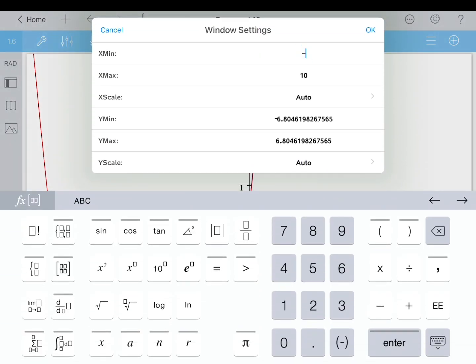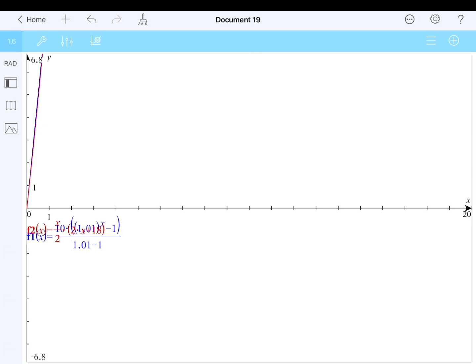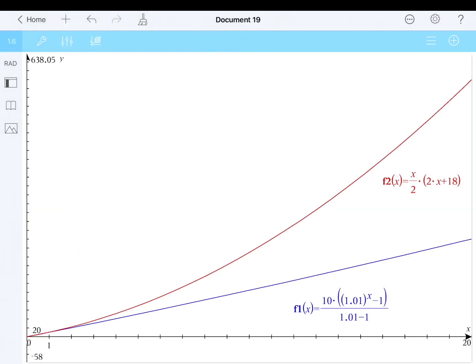And then let's put 0, then let's go by 20. Why not? And then I'm going to ask my calculator to make it more fitting by pressing menu 4A, the zoom fit. But look at this, my friend. The blue represents the exponential, red represents the quadratic. And it seems like the quadratic is always bigger.